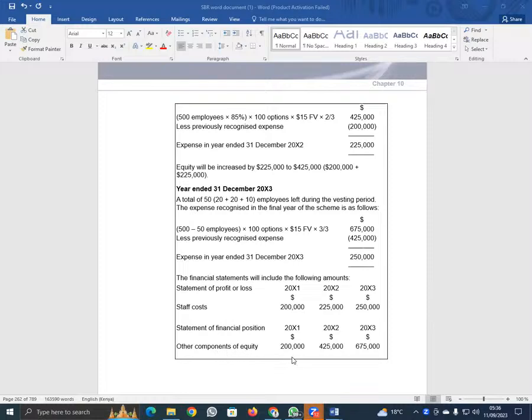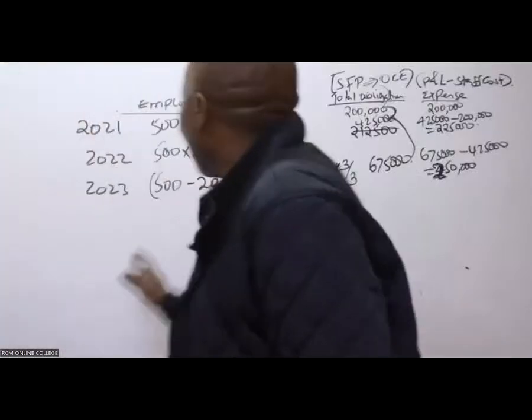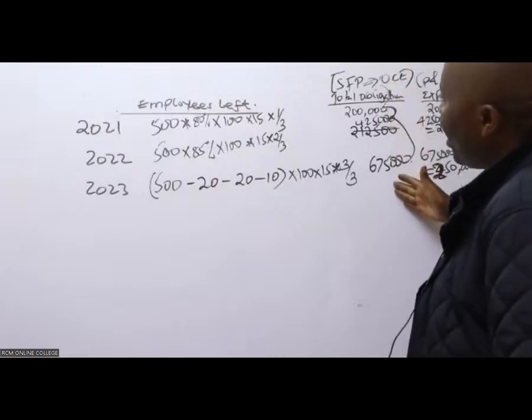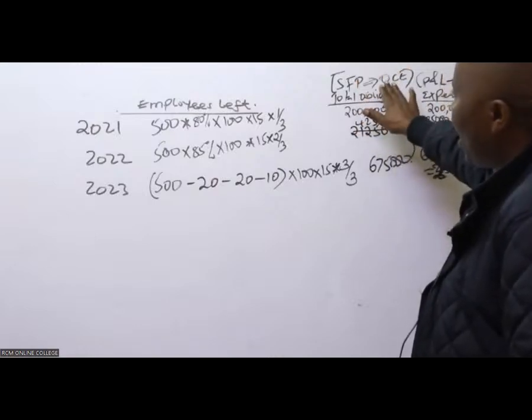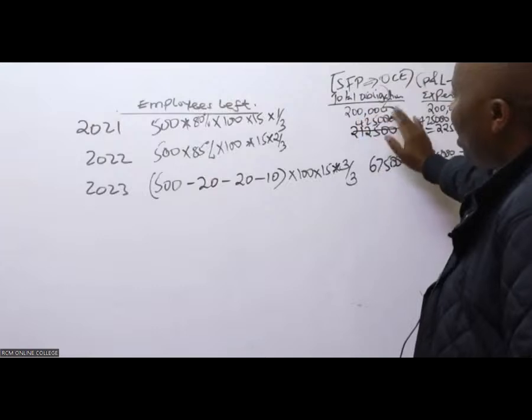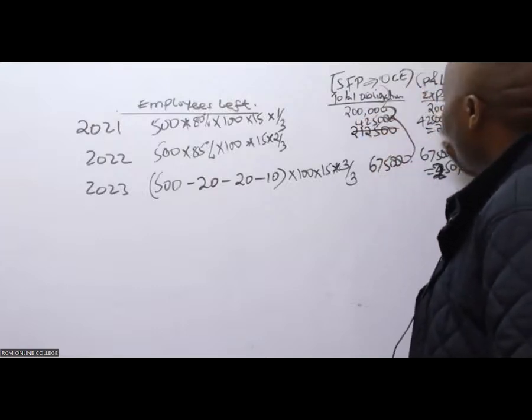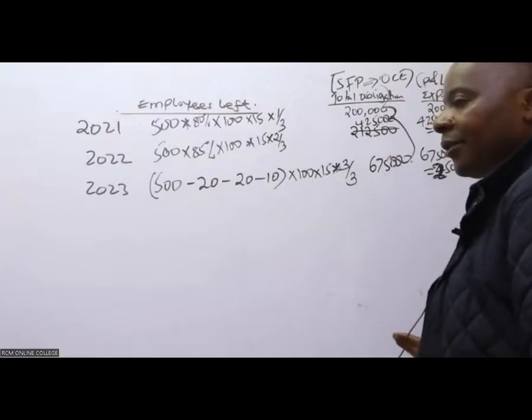We have 200,000, we have 425,000, we have 675,000. You don't need to write them in horizontal format like this. The moment you finish writing like this, this basically becomes your extract of the statement of financial position, other components of equity, 200, 425, like that. And then P and L, staff costs every year. You're done.